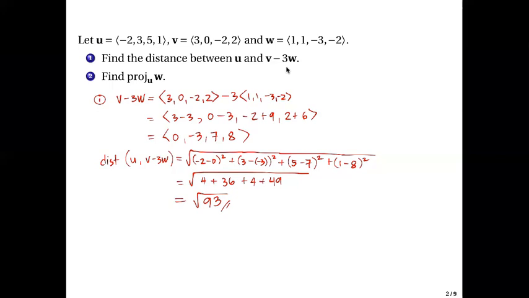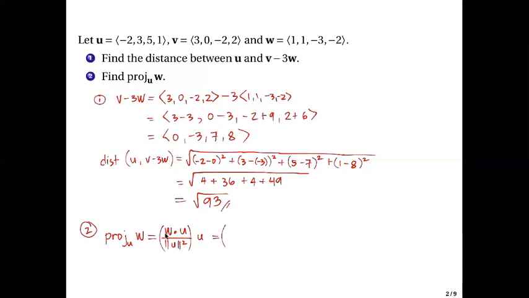And then for the second problem in this set, we want to find the projection of w onto u. So in here, you want to find the projection of W onto U. So formula, you have W dot U divided by norm of U squared times the vector U. So take note that this guy here, this is just a scalar, right? So let's calculate this scalar here.